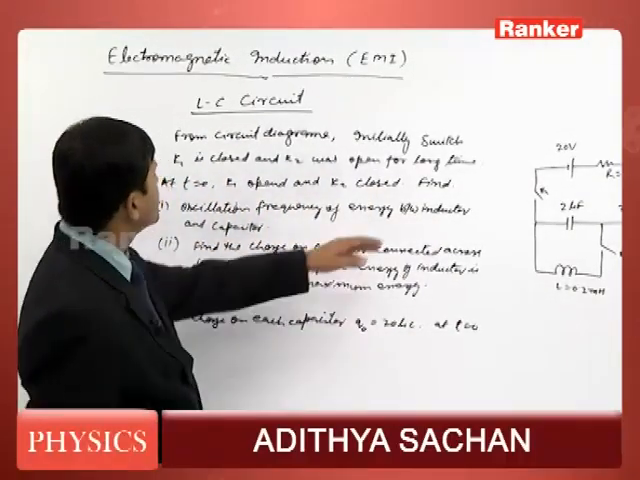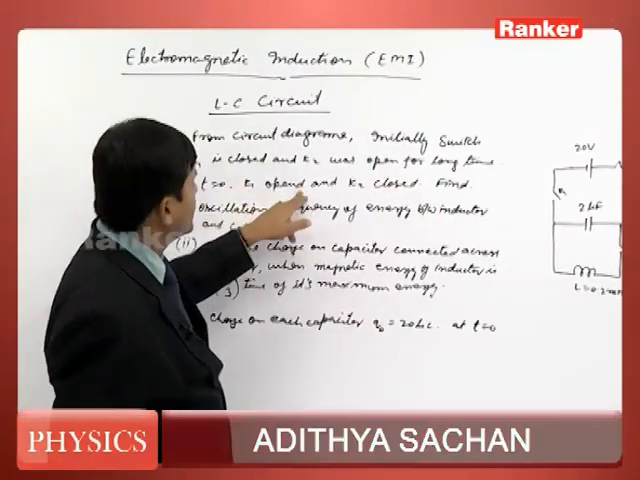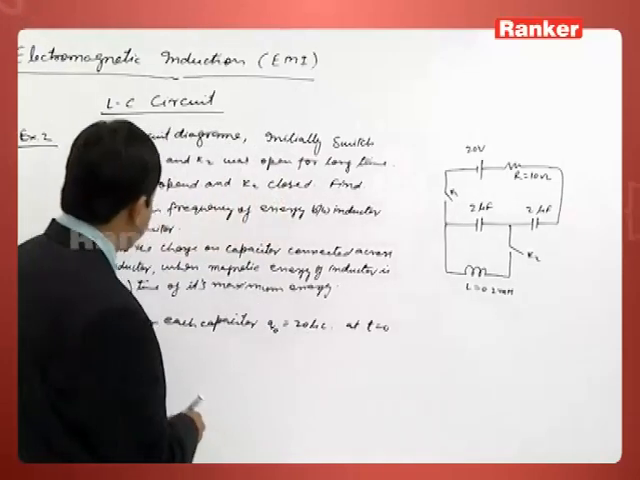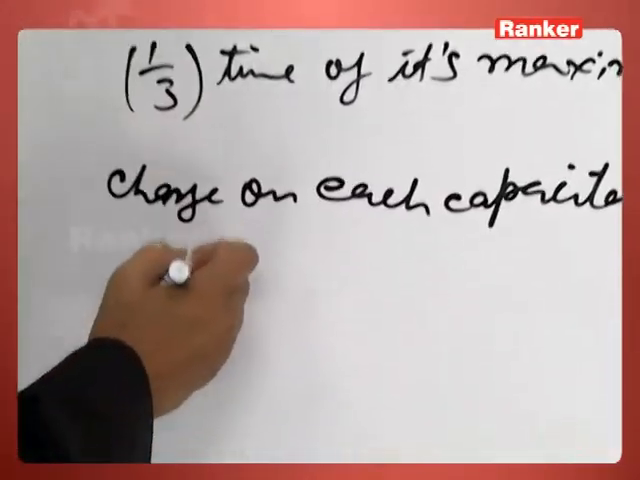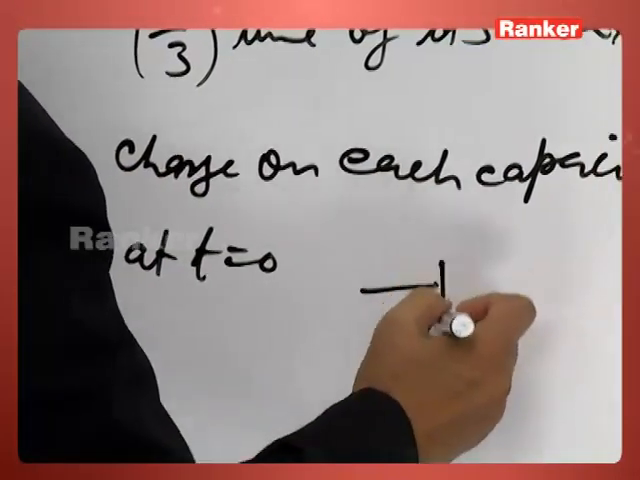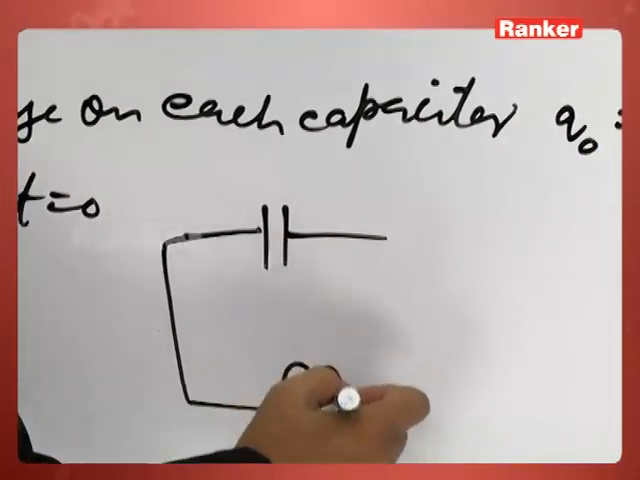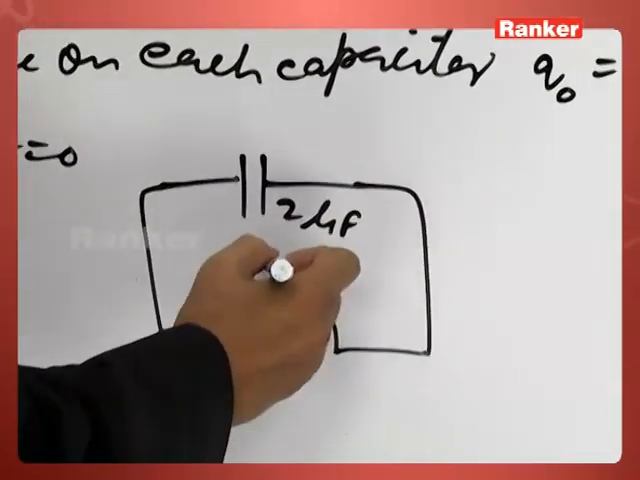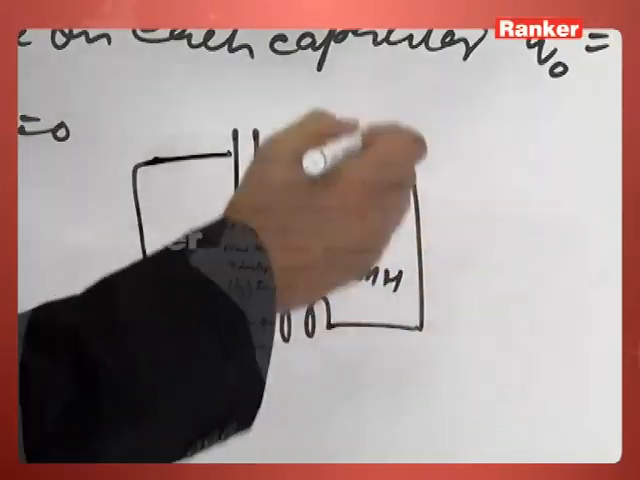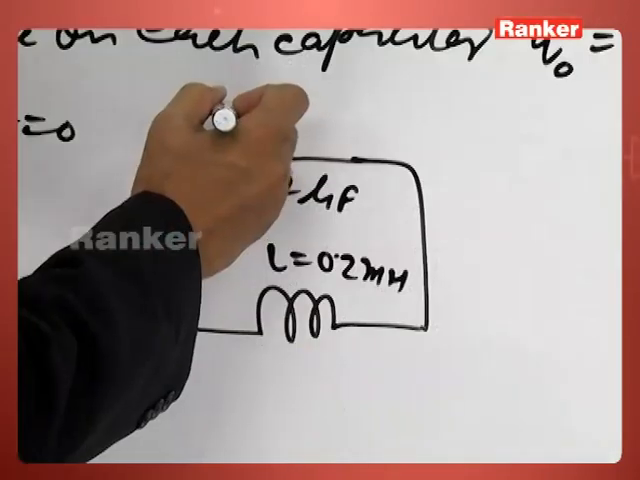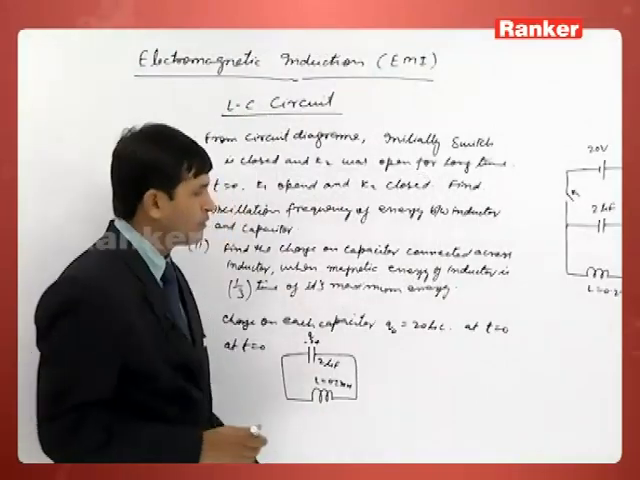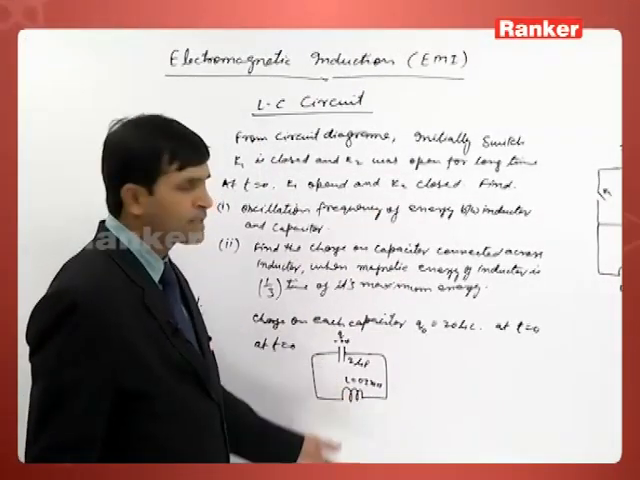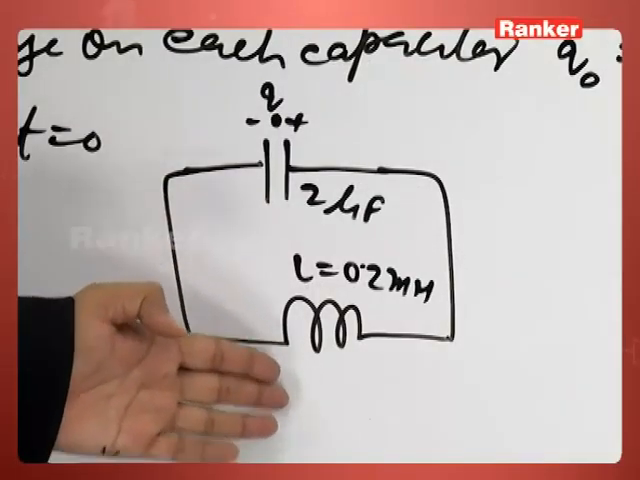Now, after that, what they are saying: at t equal to 0, K1 opens and K2 closes. At t equal to 0, our diagram will be like this. This is the diagram, and this has capacitance 2 microfarad, and this self inductance 0.2 millihenry. At this instant, it has some initial charge Q naught. So this is the diagram at t equal to 0. It is just like an LC oscillation circuit, so here energy oscillates between inductor and capacitor.